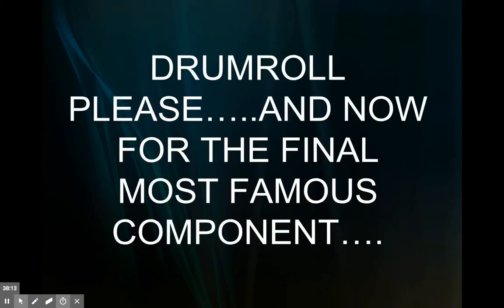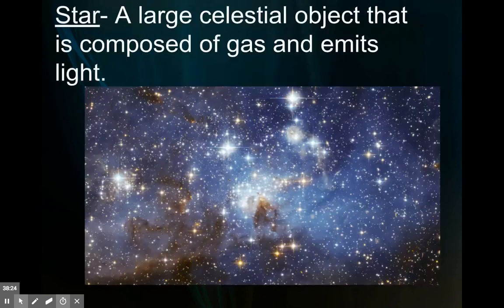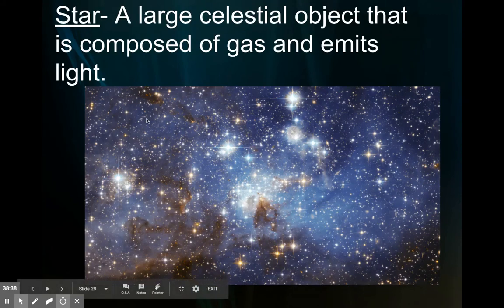Drum roll, please. And now for the final, most famous component. It is the star. A star is a large celestial object that is composed of gas and emits light. So a large object outside of the atmosphere that is composed of gas and it gives off light.